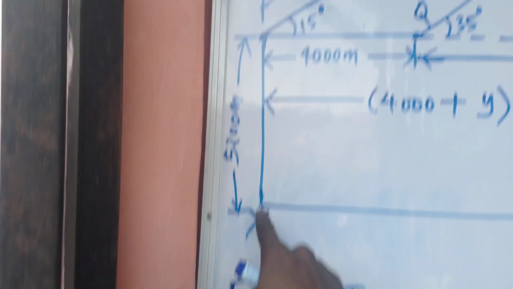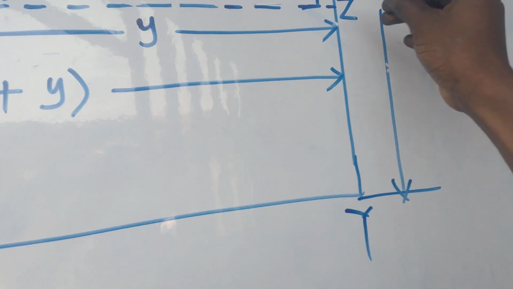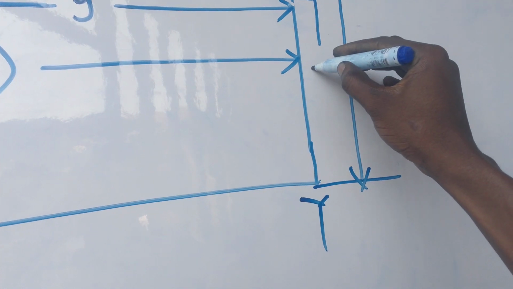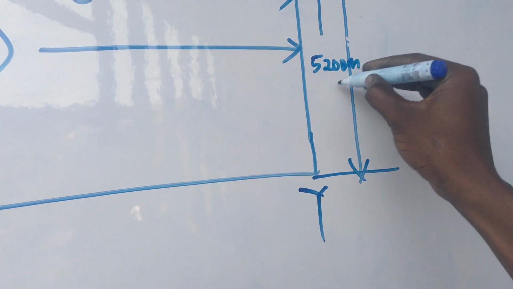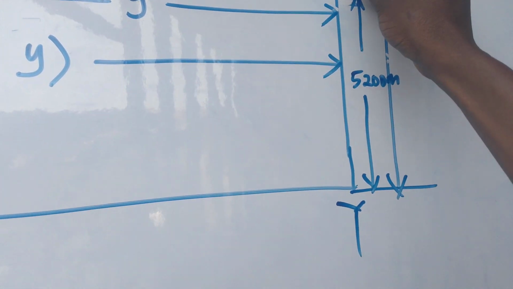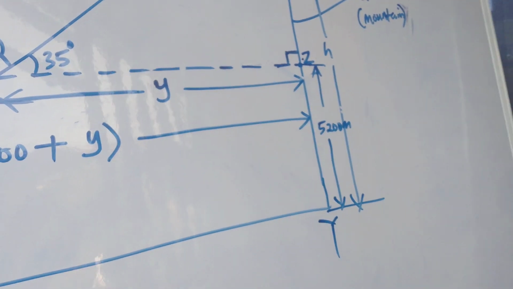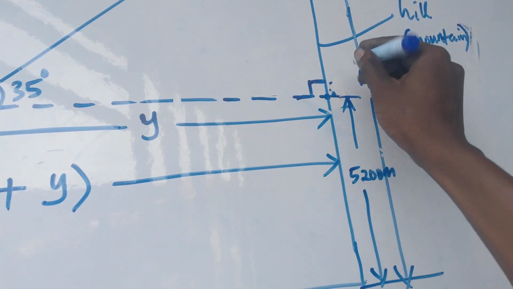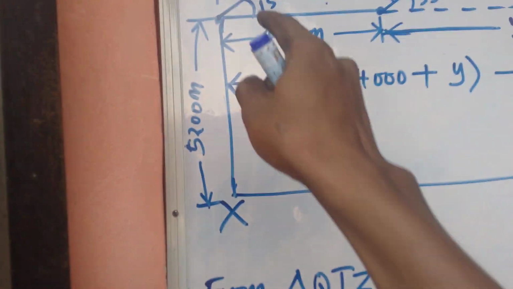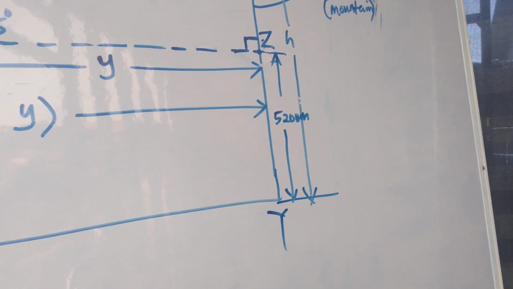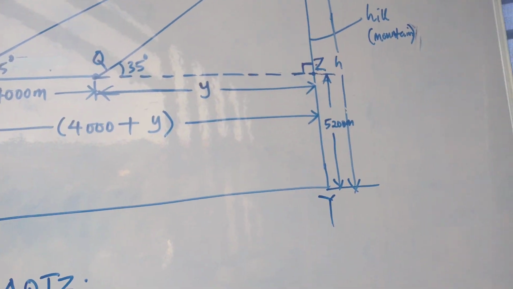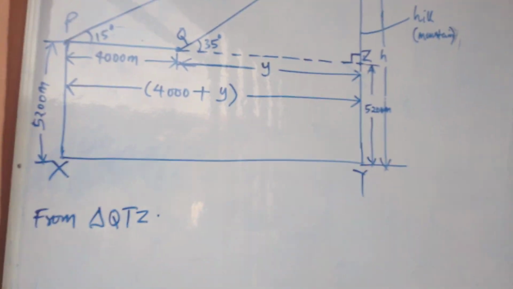Now before that, let's come back to this diagram. If the distance from here to here is 5,200, it also means that the distance from here to here is also 5,200. Yes, this is Z. This point is Z, capital letter Z. Okay, so if the distance from here to here is 5,200, that means the distance from Z to Y is 5,200 meters as well. They are parallel to each other, so they are of the same length.